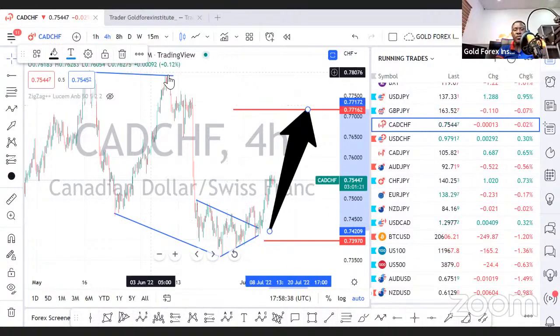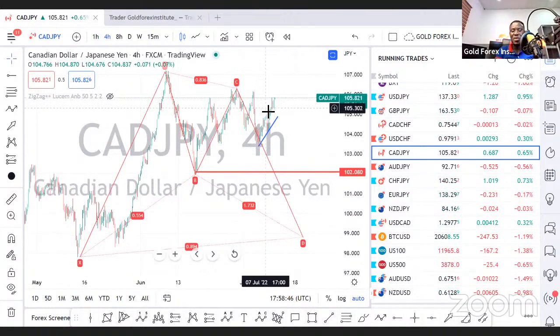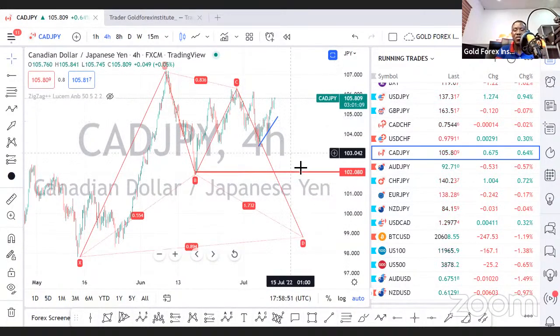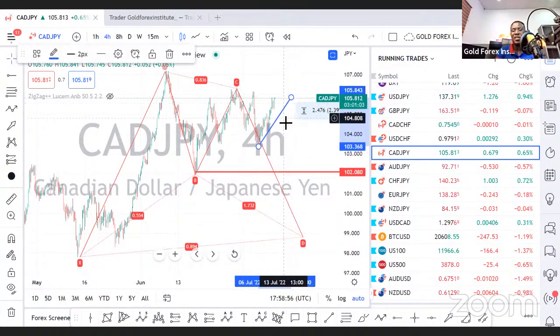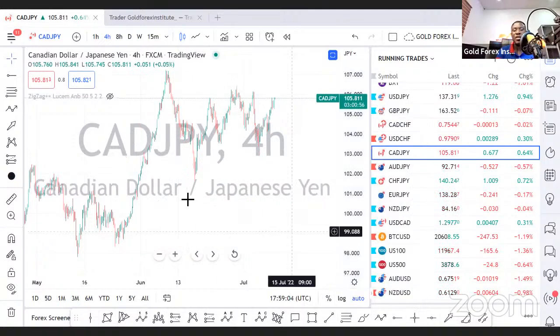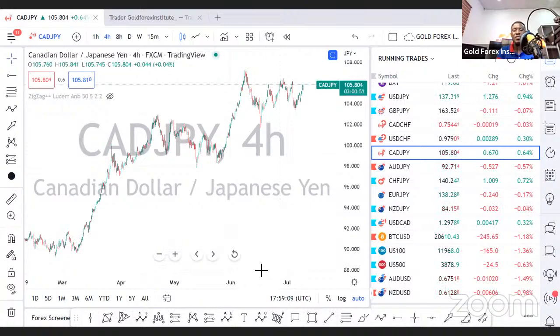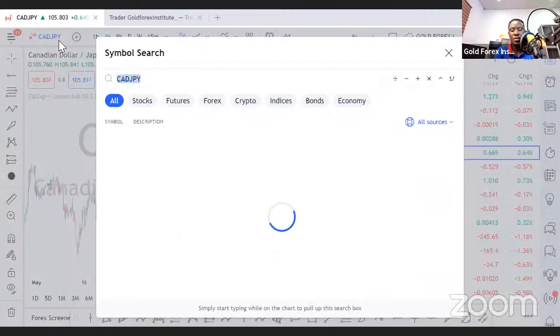Okay, so CAD JPY should give us some sales, but you see, I was expecting it to drop from here, but it's because CAD is strong. I did not add it to my portfolio actually. I was expecting that if it breaks this level, you see the line was here, but it didn't break it, so I didn't add it to my portfolio. So it's actually out. So CAD is really strong.